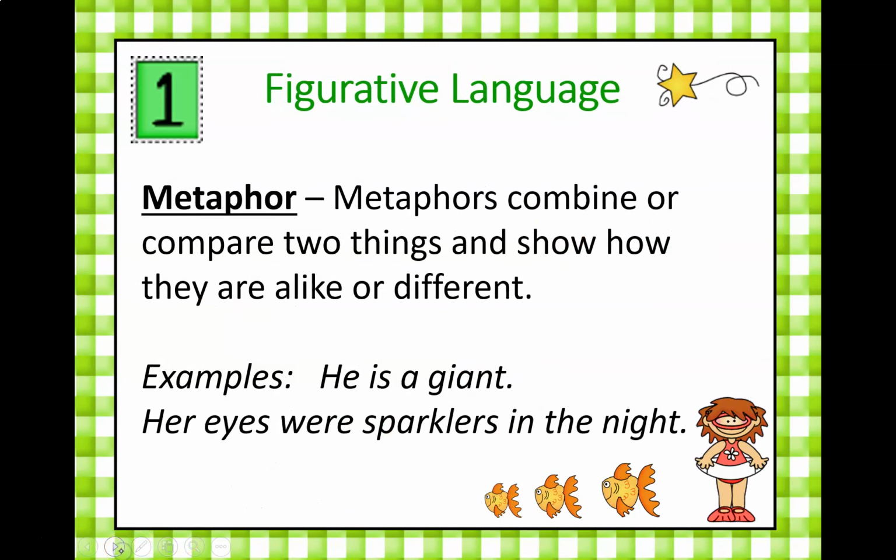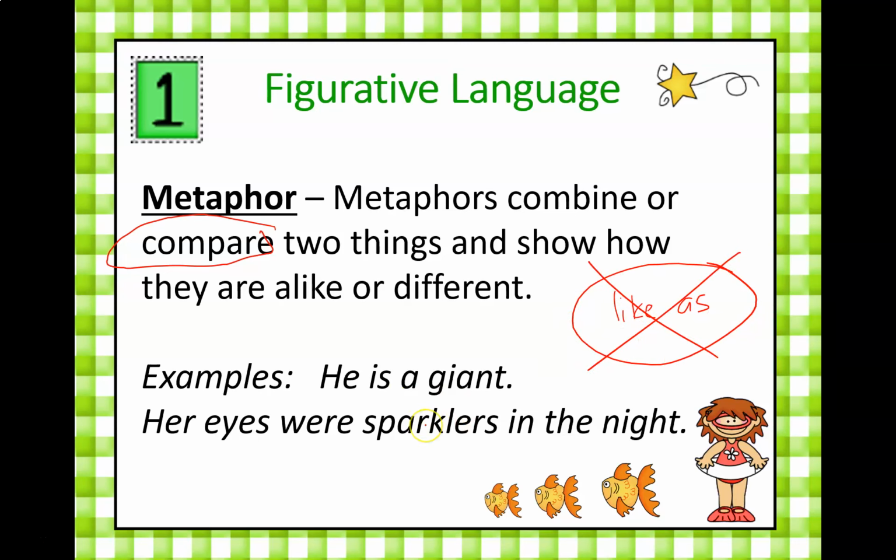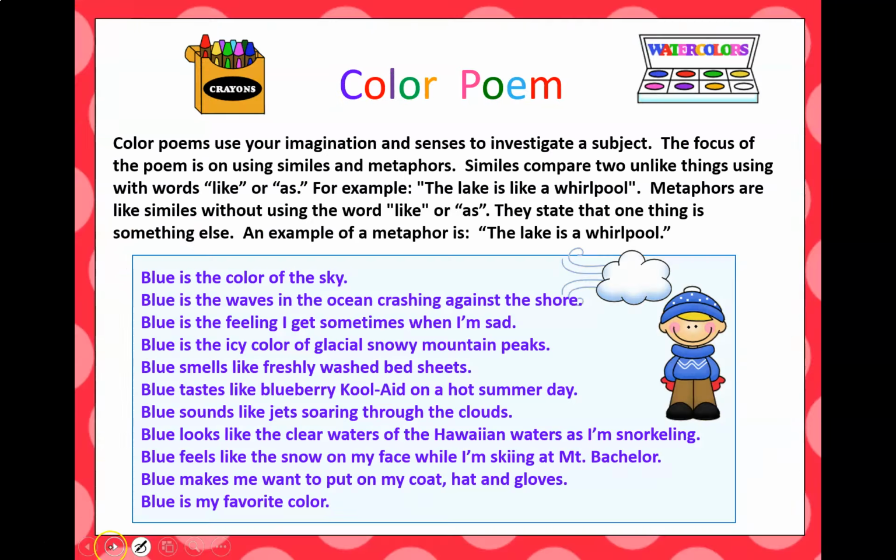We have that other kind of figurative language we talked about last week, which is a metaphor, which is basically the same thing. You're still comparing, but you don't use like or as. So those two words are out. It says he is a giant. Well, he's not actually a giant, but it's like he is one. And then, his eyes were sparklers in the night. Clearly, that's not what we would think that he was.